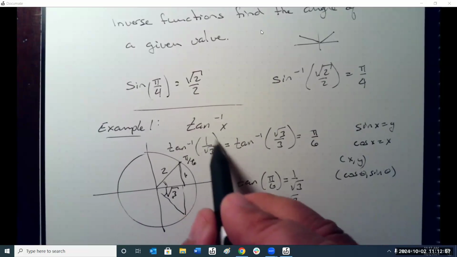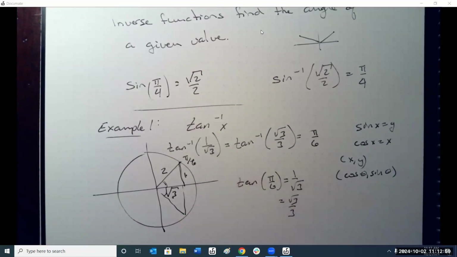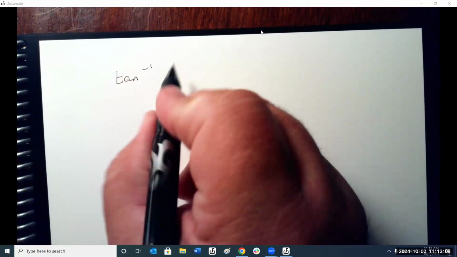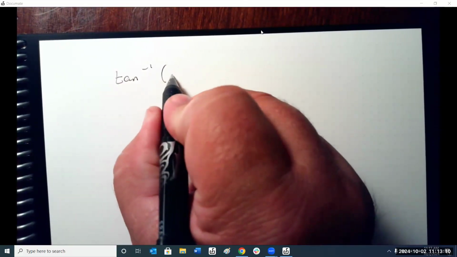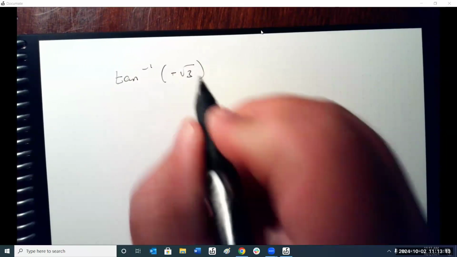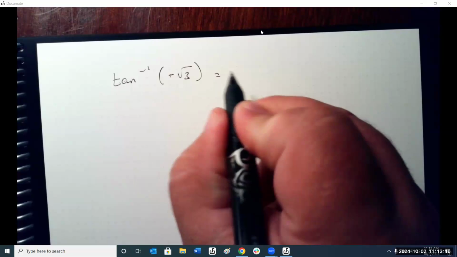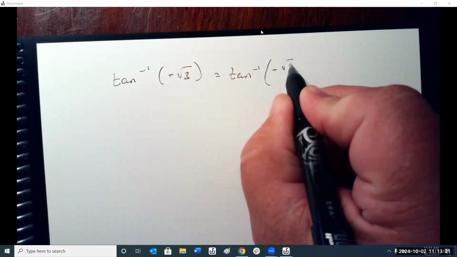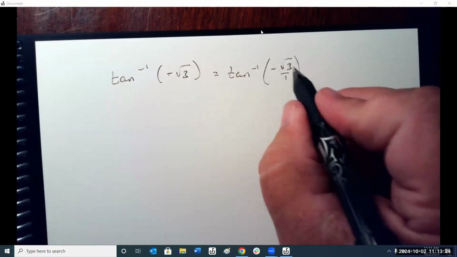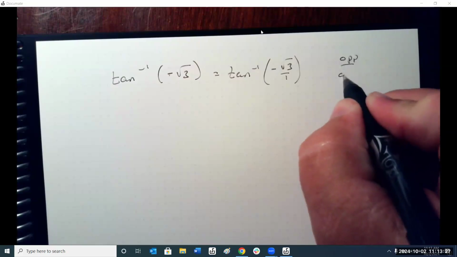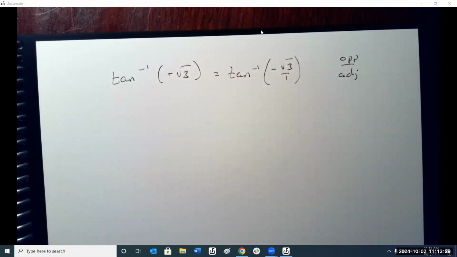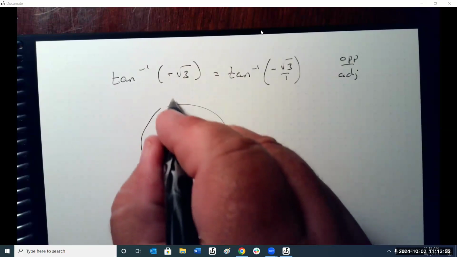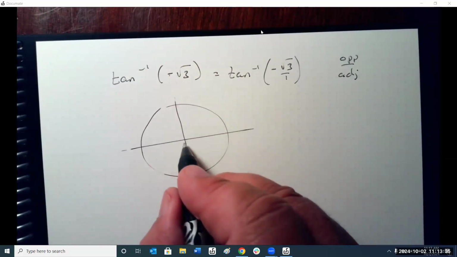Okay, let's look at this same angle, but now a reciprocal of it. Let's get the tangent inverse of negative radical 3, which is radical 3, which is radical 3 over 1. Remember, it's opposite over adjacent. So its angle is negative.